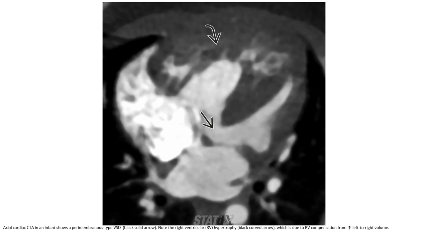Axial cardiac CTA in an infant shows a perimembranous type VSD, and right ventricle hypertrophy, which is due to right ventricle compensation from increased left to right shunt volume.